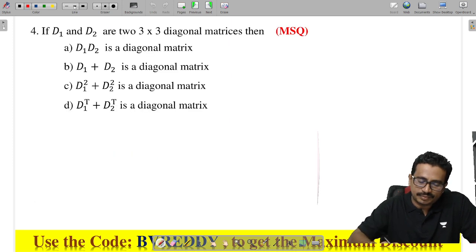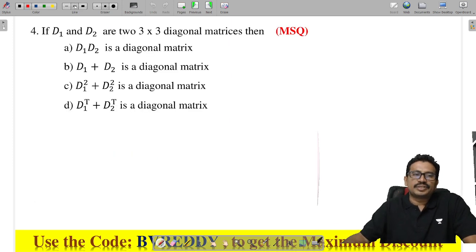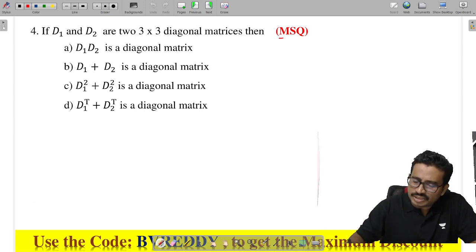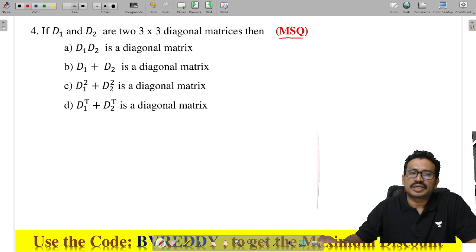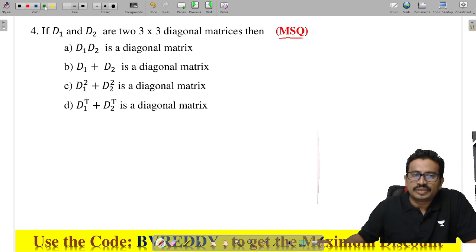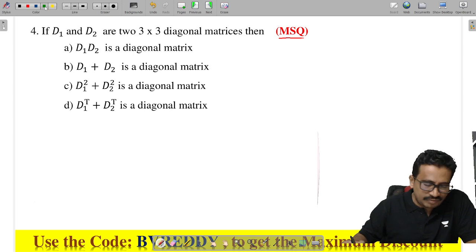Next, you can see the next problem. D1 and D2 are diagonal matrices, and they have given this as an MSQ, a multi-select question. D1, D2 are the diagonal matrices. And what are diagonal matrices? First of all, you tell me.